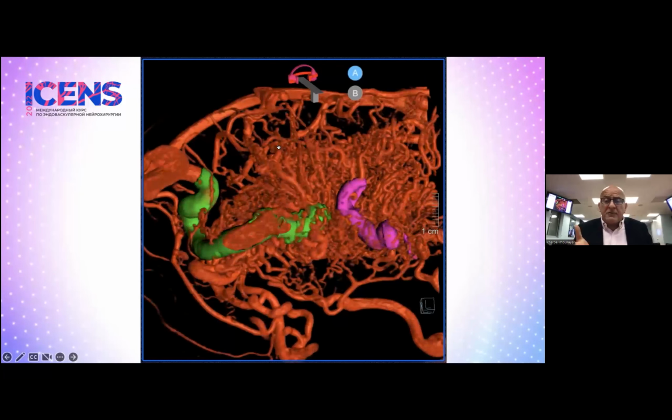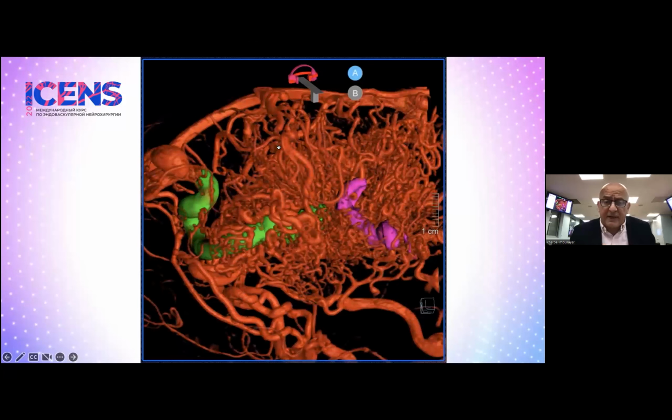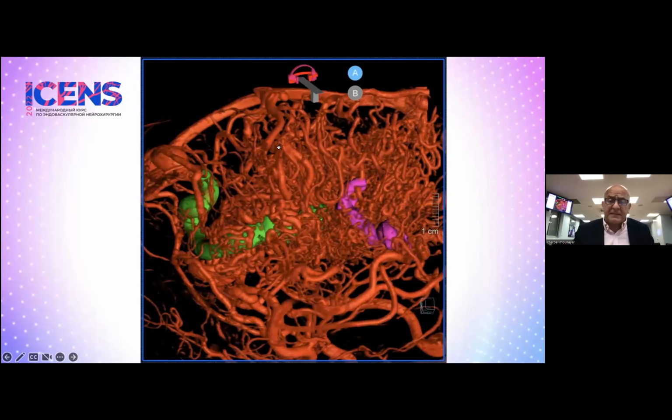When you see that you have two different draining veins, two different primary veins going from the nidus, it will allow you in such a case, for example, where the arterial access is difficult, to go by the venous access for a partial embolization of the AVM. It's really very important, and we will come back to it afterwards.